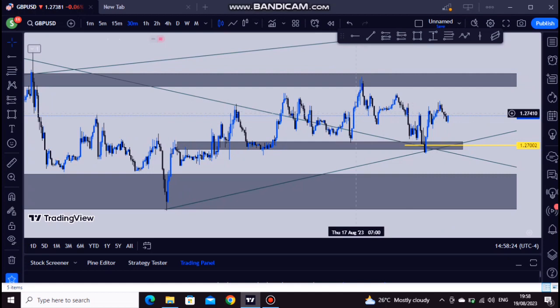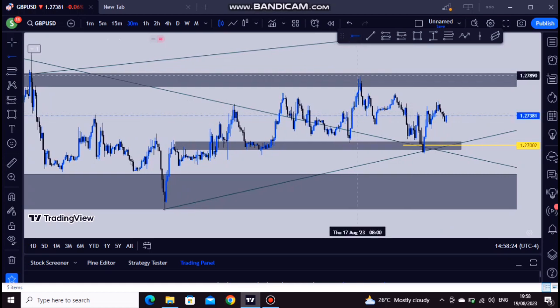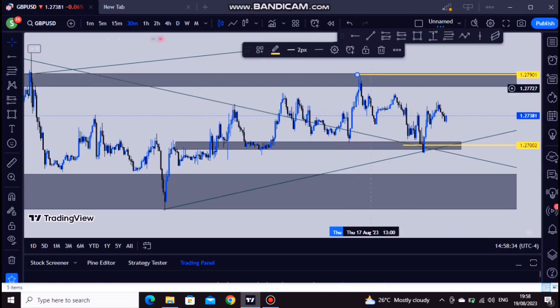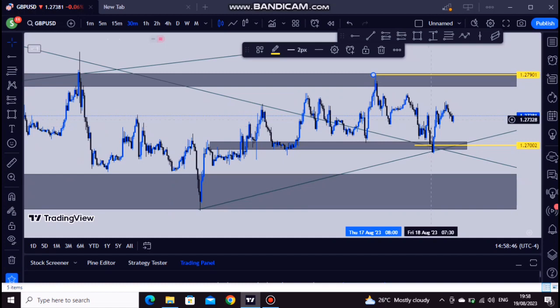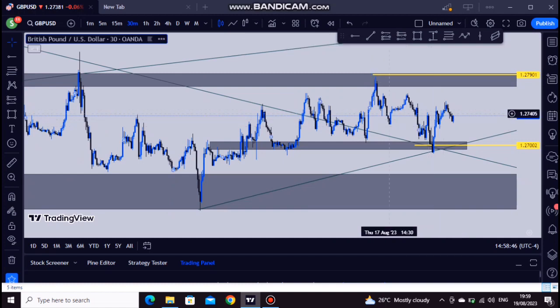Wait for GBPUSD to break above 1.27901, 1.2790. Wait for it to break it and then retest on it. Once it breaks above with a very nice candle on the 4 hours, the whole trend has changed from that point. And for us to sell, the same thing applies here.